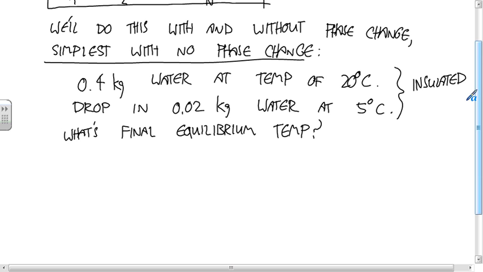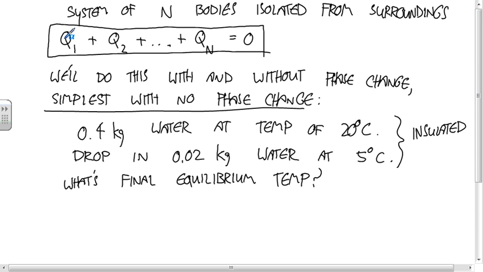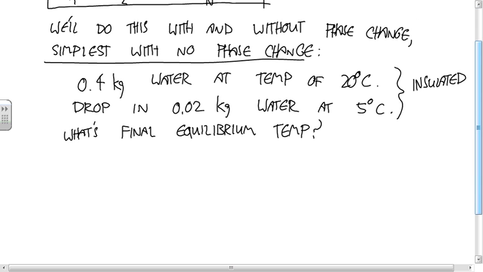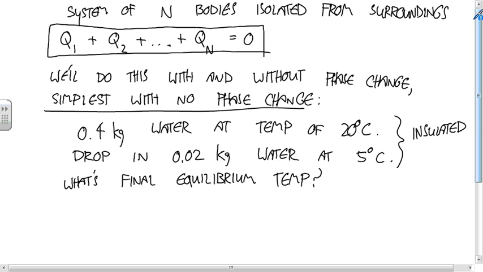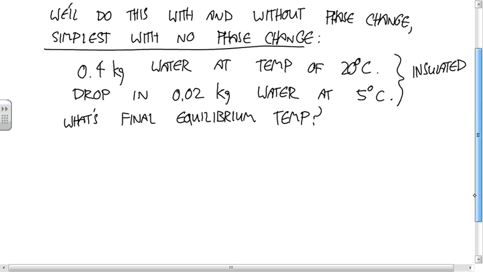So what we want to do is take the heat added to the 0.4 kilograms of warmer water, add that to the heat added to the 0.02 kilograms of cooler water, and since we can express each one of these in terms of the temperature using the specific heat equation, we can calculate temperatures. So Q1 plus Q2 is equal to 0.